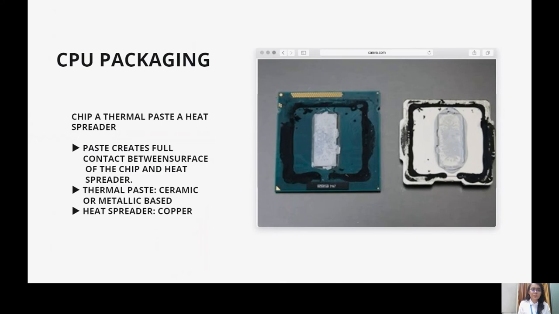Talking about CPU packaging, firstly, CPU packaging requires a heat spreader, which is made up of copper, and thermal paste, which is made up of a ceramic or metal base, and that paste will create full contact between the surface of the chip and the heat spreader.